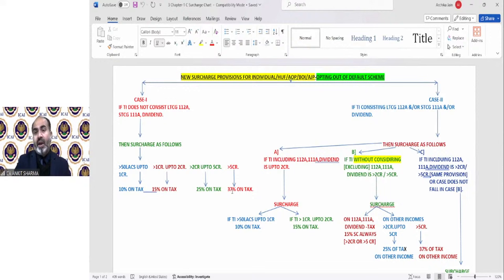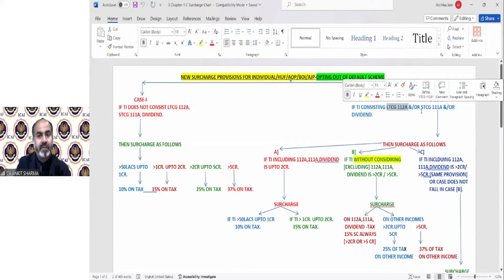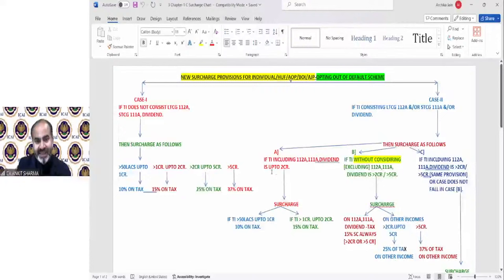Case number 2 says if your total income consists these special rate incomes, any of them or all of them, long-term capital gain, short-term capital gain 111A or dividend, then the surcharge provision will change like this. Point A says if total income including these incomes is up to 2 crore, that means it's more than 50 lakh because till 50 lakh there is no surcharge. So if it is more than 50 lakh but up to 2 crore, then how will surcharge be applicable?